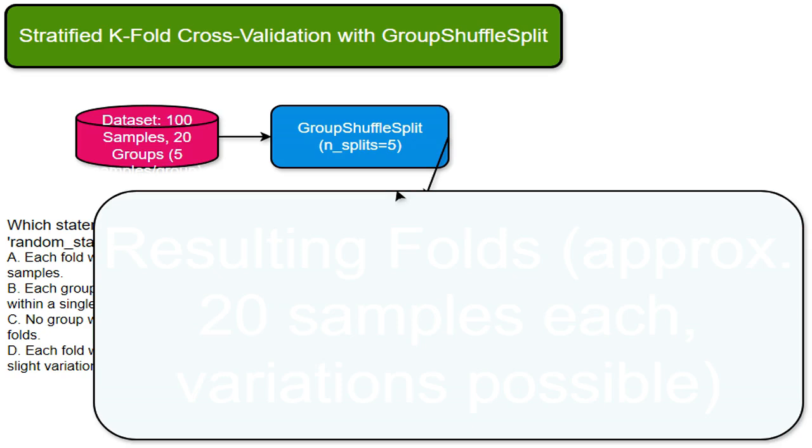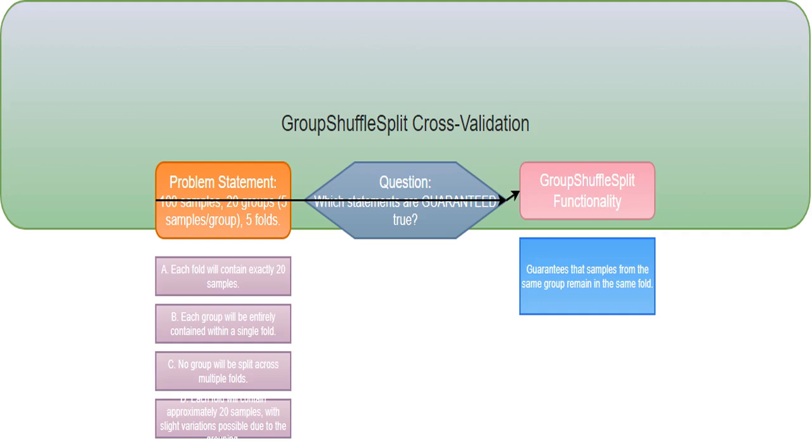Each fold will have roughly 20 data points, 100 total samples divided by 5 folds. However, the exact number of samples in each fold might vary slightly because of the group constraint. I might have a few folds with 20 data points, and another with more or fewer. I am using GroupShuffleSplit for cross-validation.